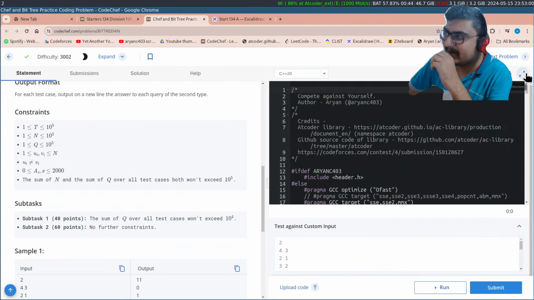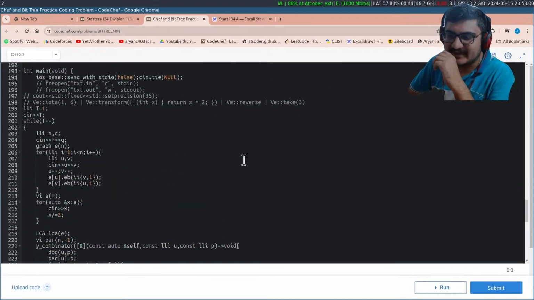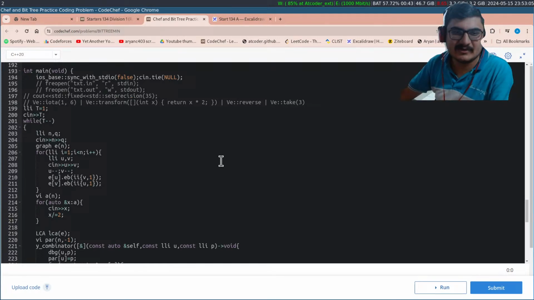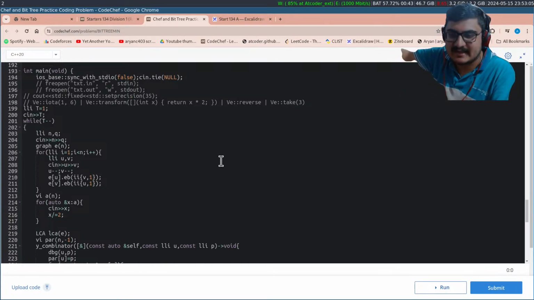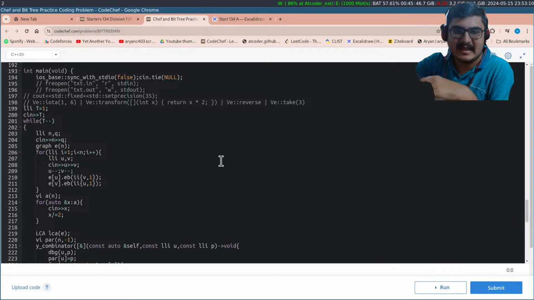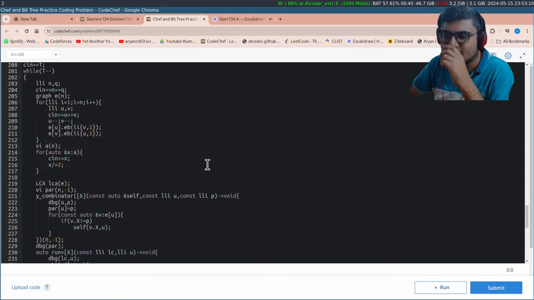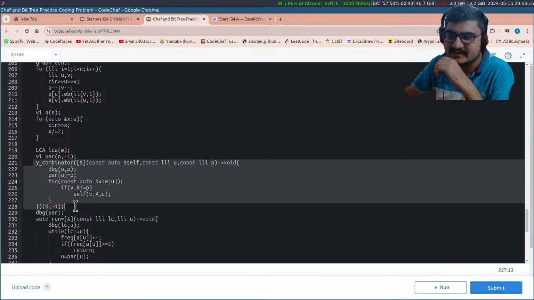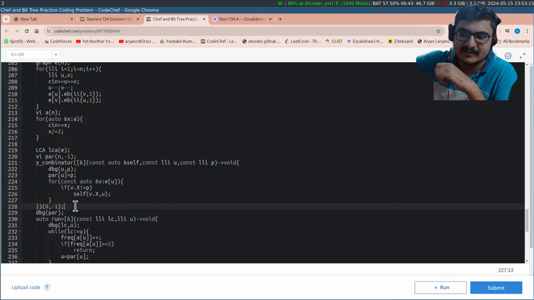So now looking back to the code, I have used a template library to find the lowest common ancestor. I also counted the distance between any two nodes, and I have pre-calculated the parents so that I can directly jump on the parents there.